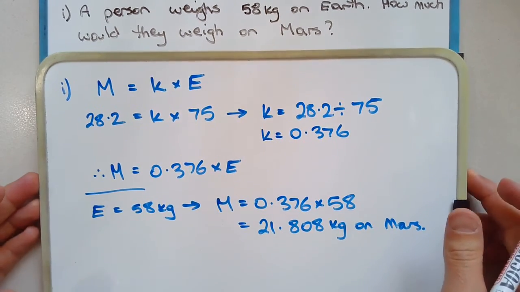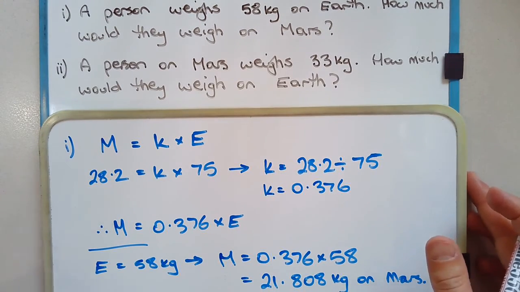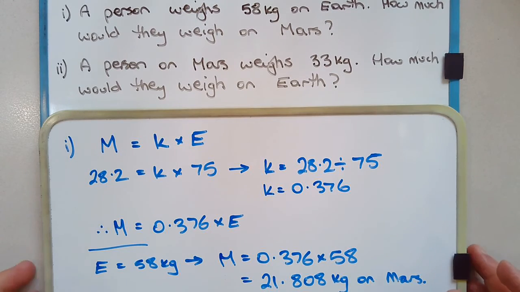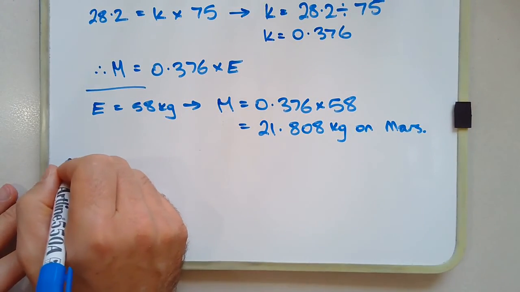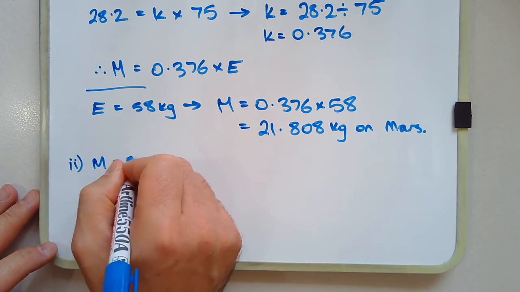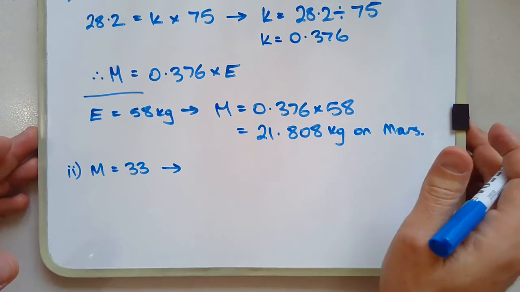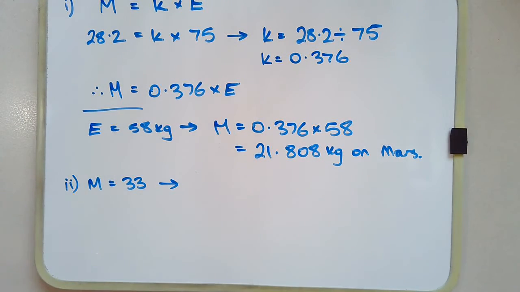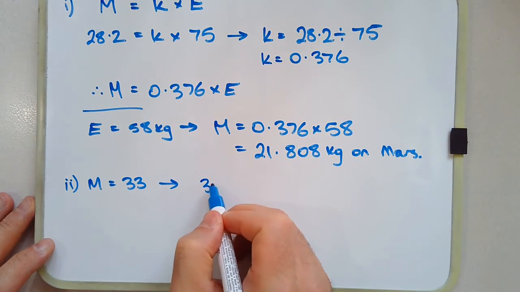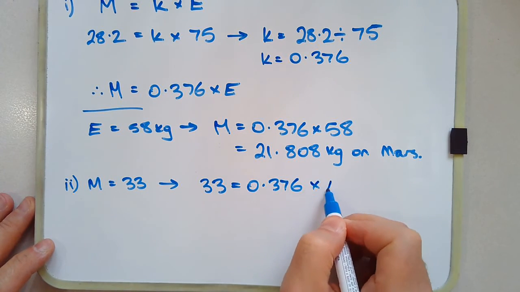Okay. What about part 2? A person on Mars weighs 33 kilograms. How much would they weigh on Earth? Okay. So part 2, their mass on Mars is 33 kilograms. Substituting that into our variation equation. So this is our variation equation there. Okay. 33 is equal to 0.376 multiplied by their mass on Earth.